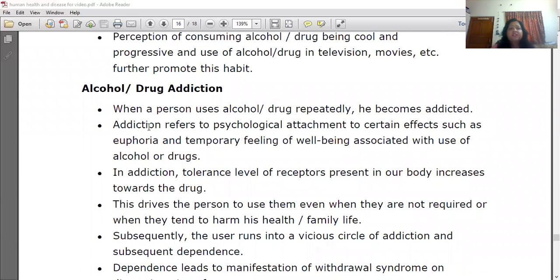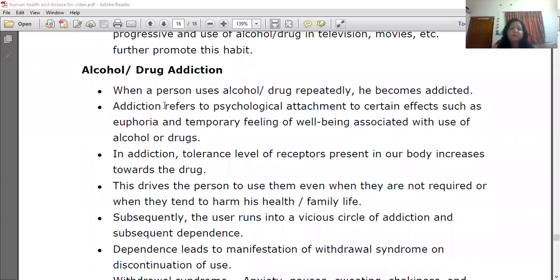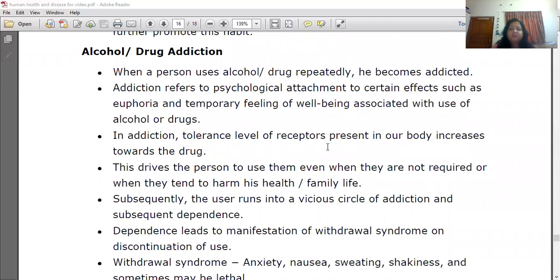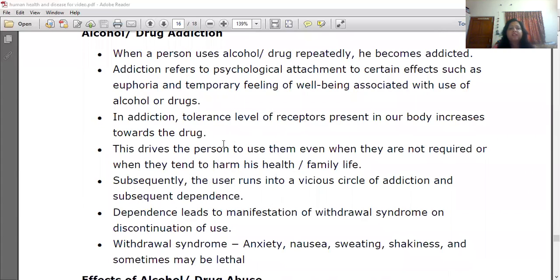Now, how this addiction occurs? When a person uses alcohol or drug repeatedly, he becomes addicted. Addiction refers to psychological attachment of certain effects such as euphoria and temporary feeling of well-being associated with the use of alcohol or drugs. So anything which is used in excessive amounts leads to addiction and which gives pleasure. In addiction, tolerance levels of receptors present in the body increases towards these drugs, and this drives the person to use them even when they are not required, which may harm the health.